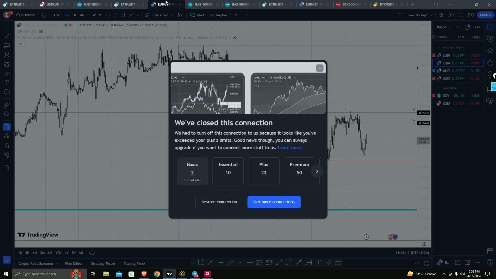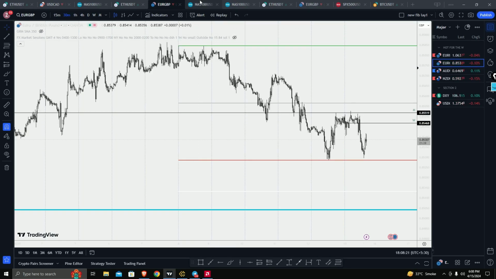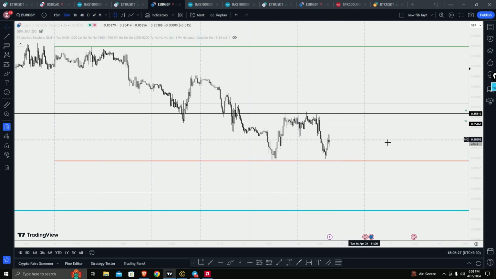So that's it for crypto. Moving on, let's start with currencies. Since it's a currency-packed event, let's start with EG.